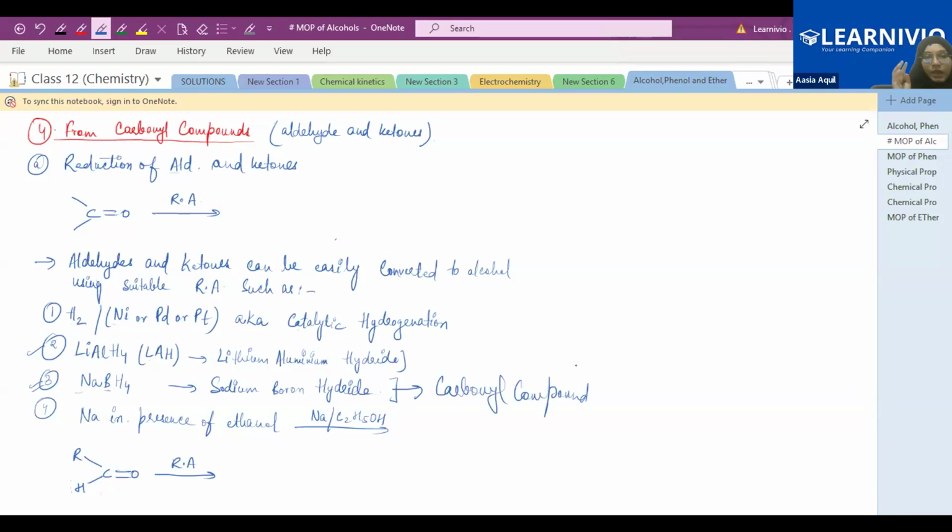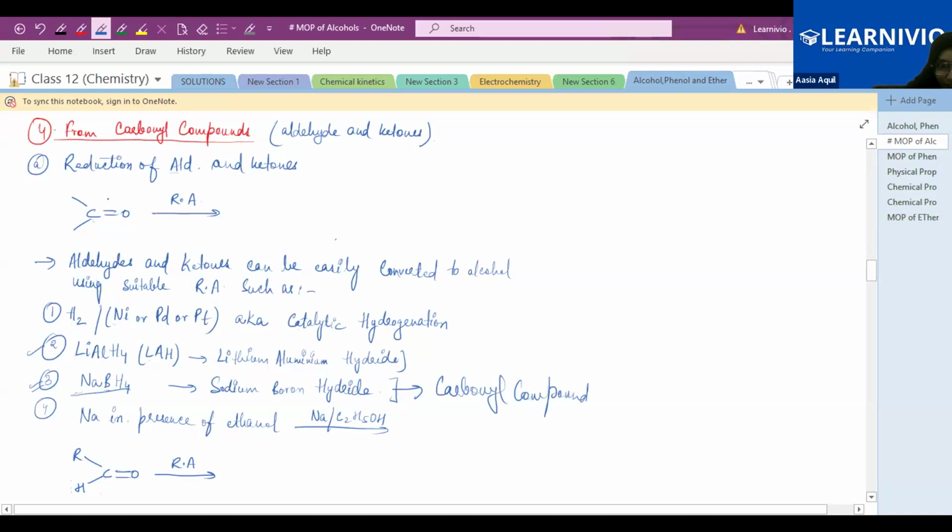Okay, so let's see how. Suppose we add a reducing agent, any reducing agent like lithium aluminum hydride or sodium borohydride, right? Because sodium borohydride also reduces the carbonyl compound, it will reduce this C=O group. Now what is reduction? Reduction is the addition of hydrogen. So what you have to do is add hydrogen in this, right? So this is a C=O bond, your carbon and oxygen bond.